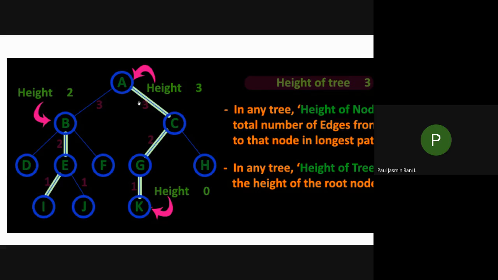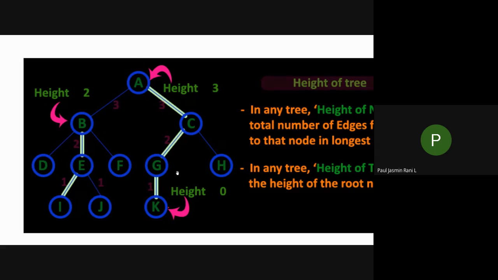This is at the first level, this is your second level, this is your third level. So the height of this A should be marked as 3. And remember this one: the height of your leaf node will always be marked as 0.